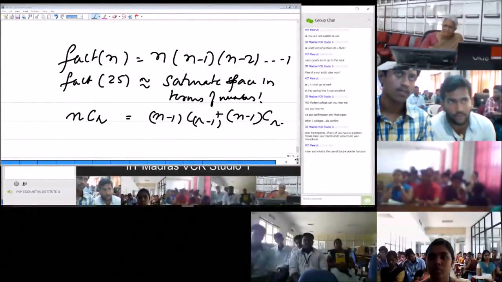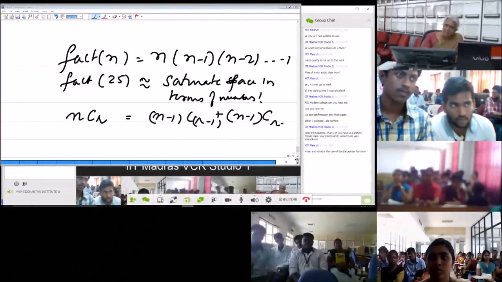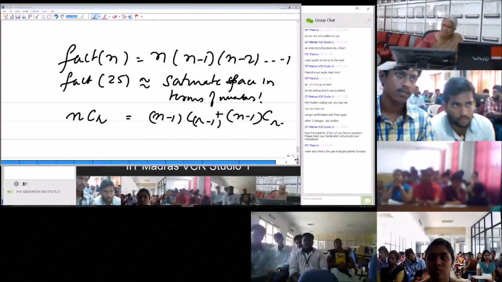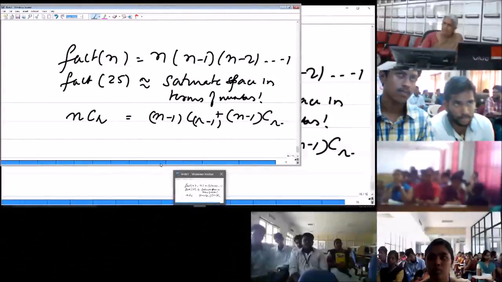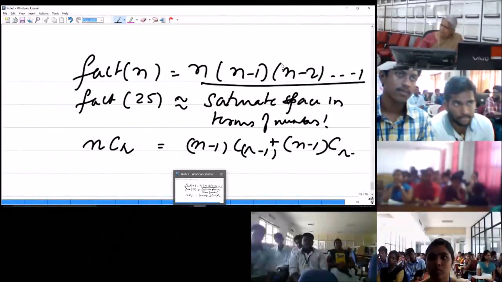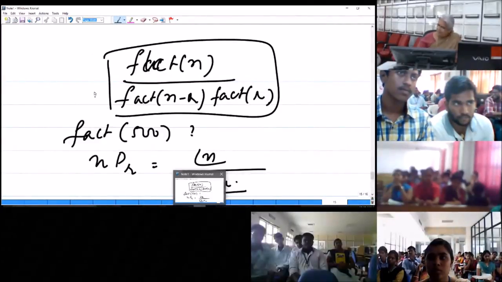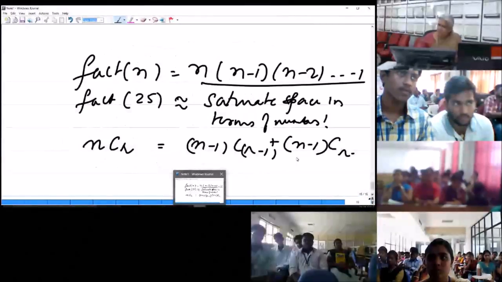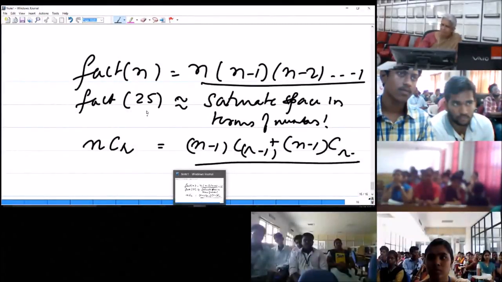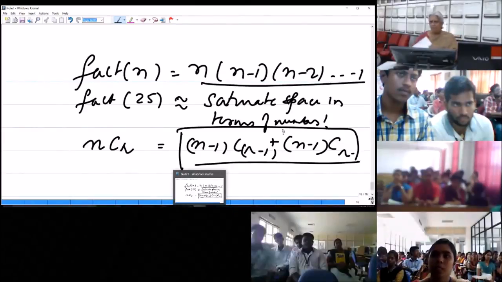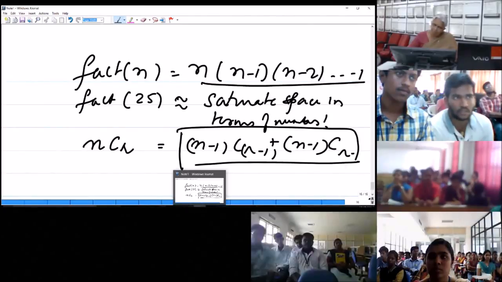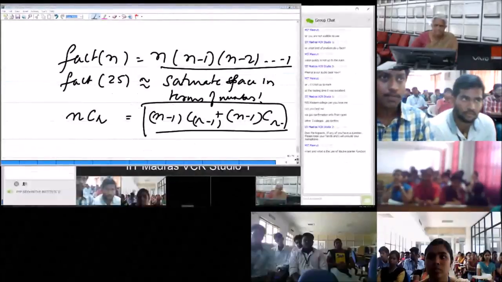See, what is interesting about this formula versus here? If I look at this formula and then I compare it with this formula, which one will give you a result for large numbers? I'm asking you a question. Second one, very good. Why so?